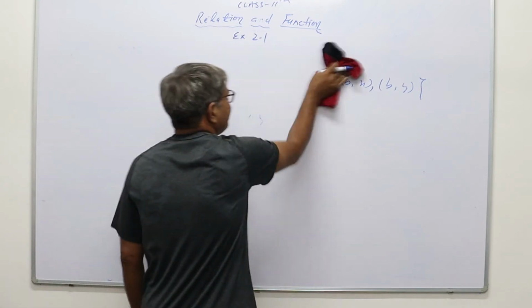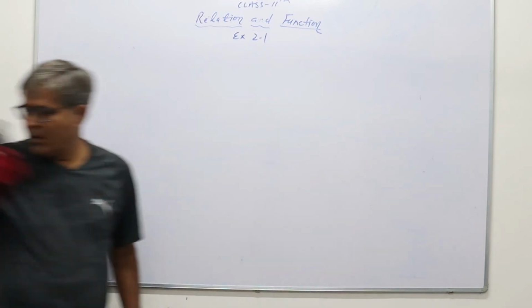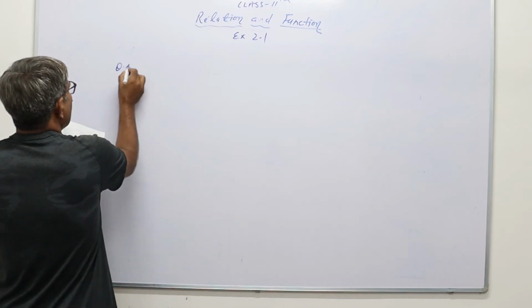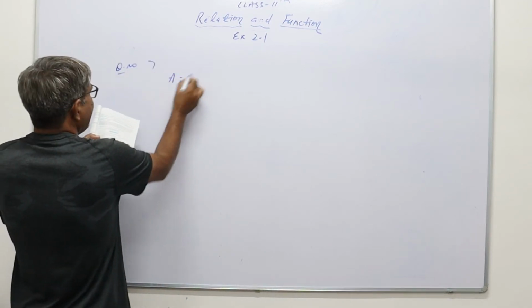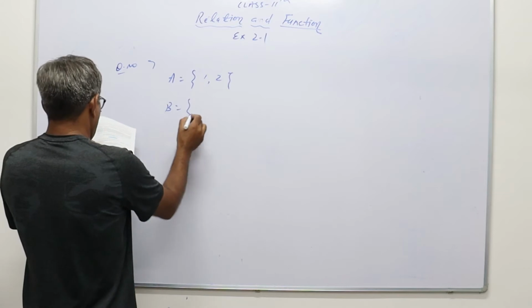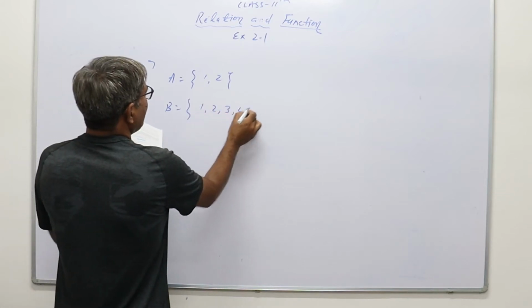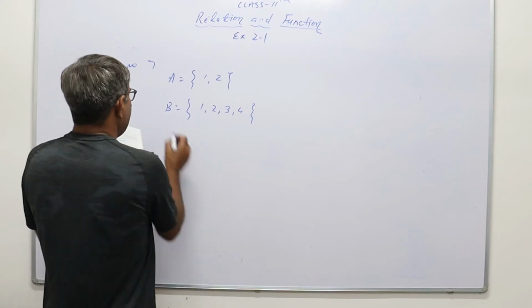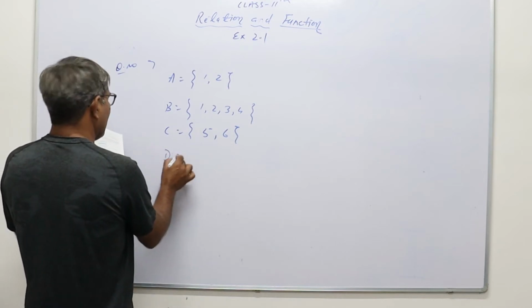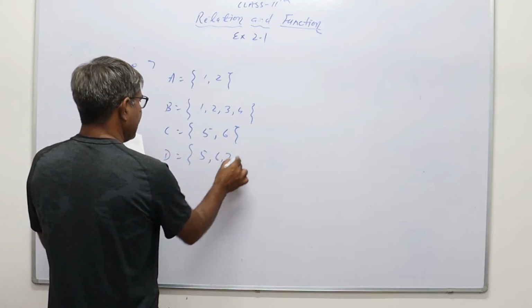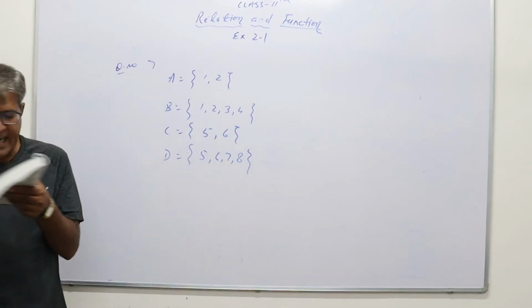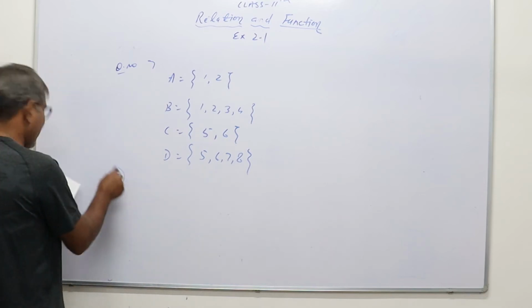Now question number 7. Let set A be {1, 2} and set B be {1, 2, 3, 4}, set C be {5, 6} and set D be {5, 6, 7, 8}. So these are the 4 given sets.